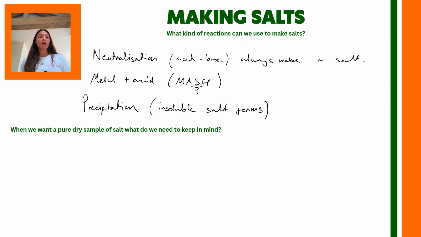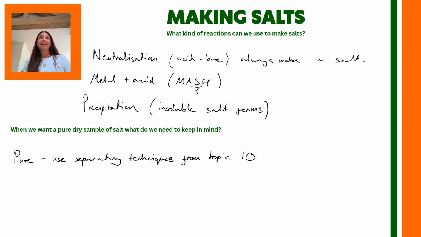Right. When we want a pure dry sample of salt, what do we need to keep in mind? Let's deal with those two words separately because they're quite distinct. When we're talking about pure, we mean how are we going to separate that salt from everything else and make sure it's a pure substance. You're going to use some kind of separating technique that you would have learned from topic 10 and keep states of matter in mind here.